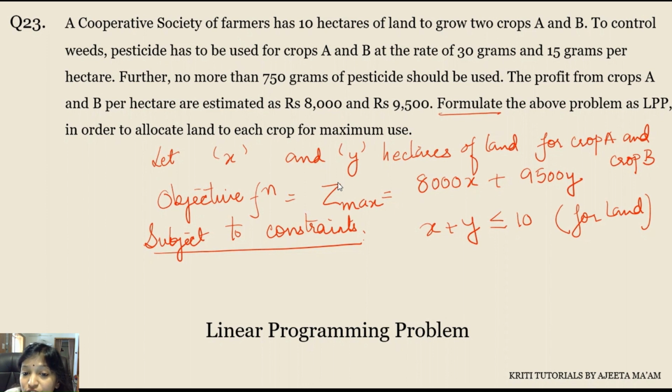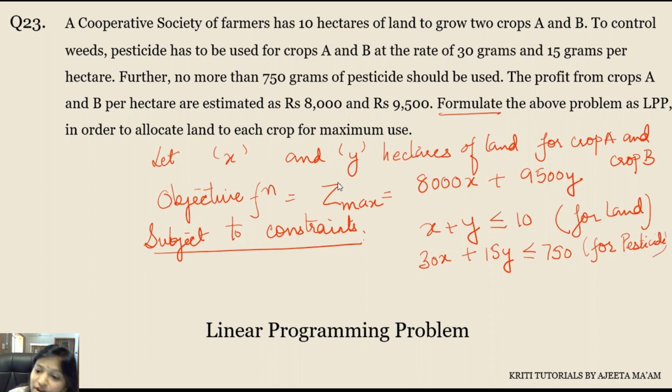Now what is the next condition? That is, to control the weeds, pesticide has to be used for crops A and B at the rate of 30 grams and 15 grams per hectare. No more than 750 grams of pesticide should be used. We cannot use more than 750 grams of pesticide. Only less than that has to be used. So if we are using it for crop A, so 30x plus 15y, and the sum of the total pesticide used should be less than or equal to 750 grams, right? So this is for pesticide.